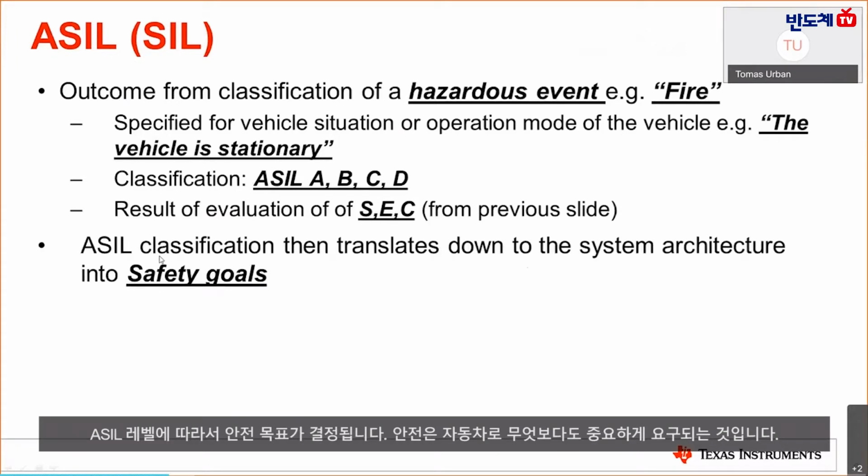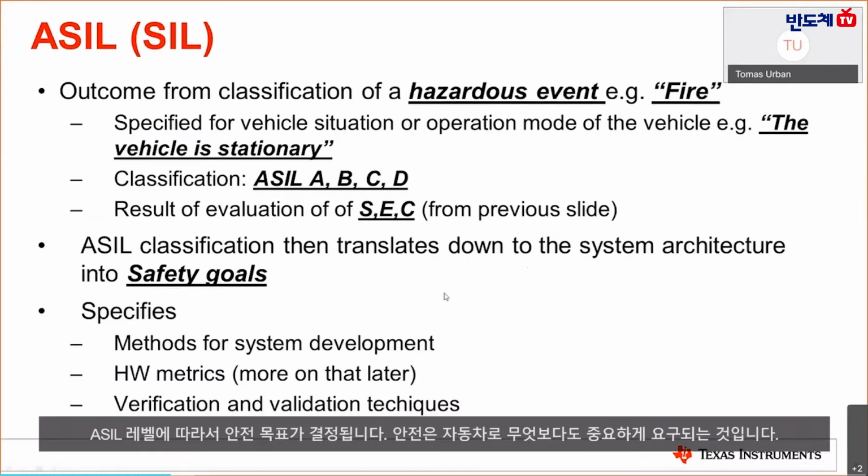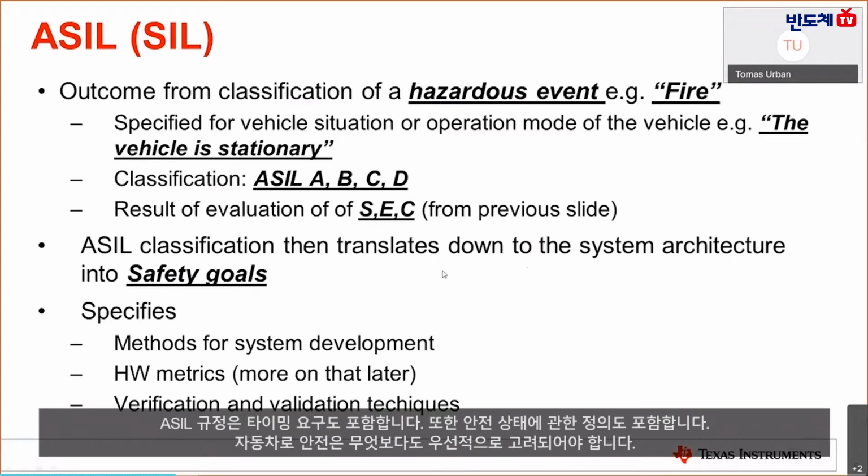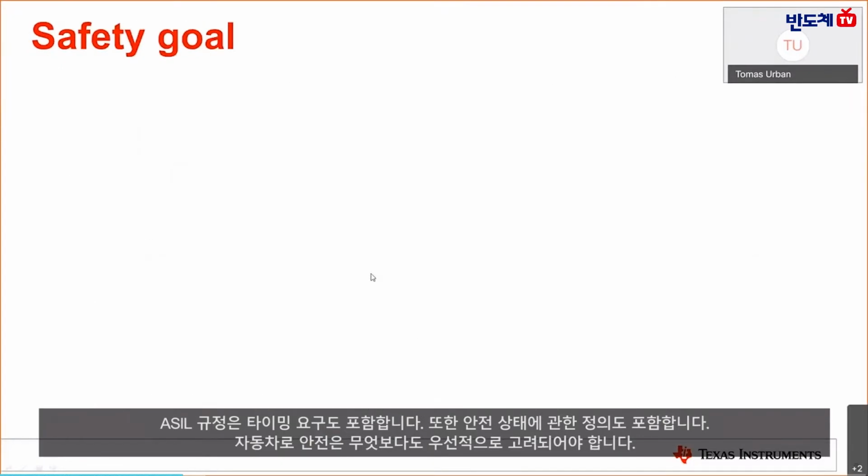The ASIL classification translates to the safety goals. You may have heard that one as well. Safety goals is a basic vehicle level requirement that is quite generic and is specified for ASIL level. Usually some timing is involved as well. Some safe state is defined for a safety goal, but for basics it is enough to see it as a top requirement on a vehicle level.